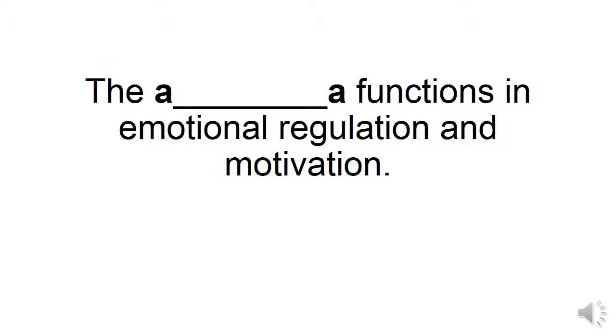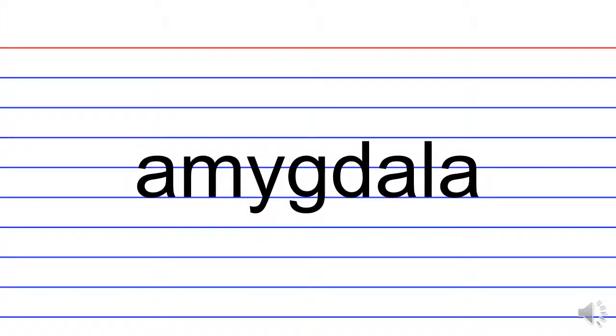The A functions in emotional regulation and motivation. So what structure functions in emotional regulation and motivation? That would be the amygdala. Okay, and as with the hypothalamus, Google image the structure just so you can get familiar with where it's located in the brain. Although I have another deck of cards that I released that do show its location, I think in volume 1 of this series.